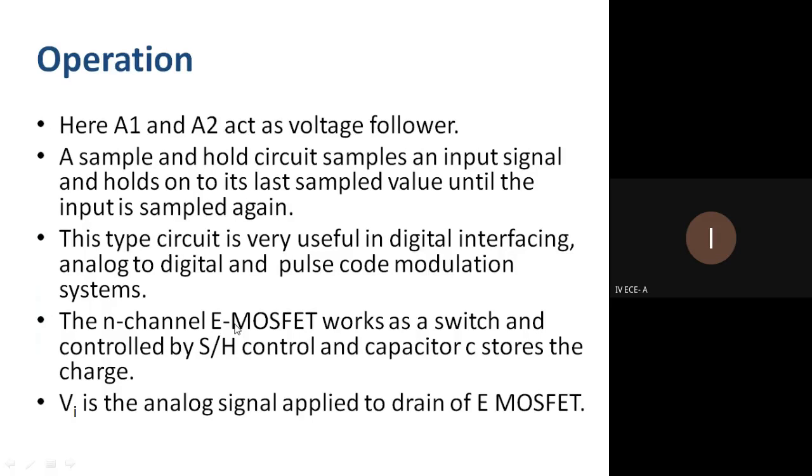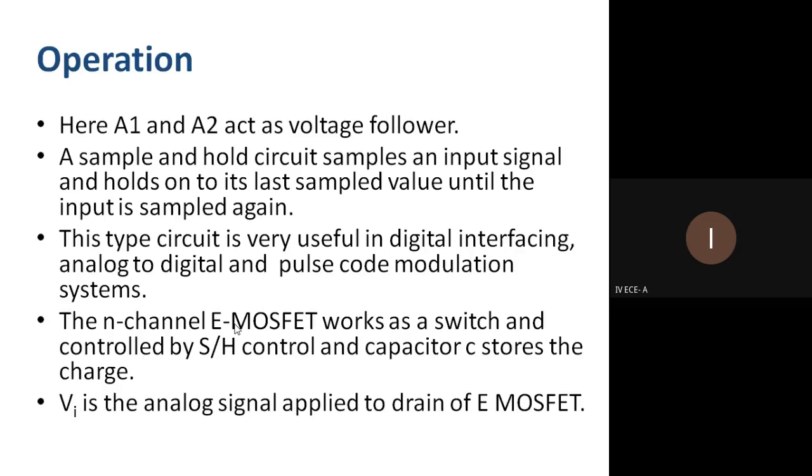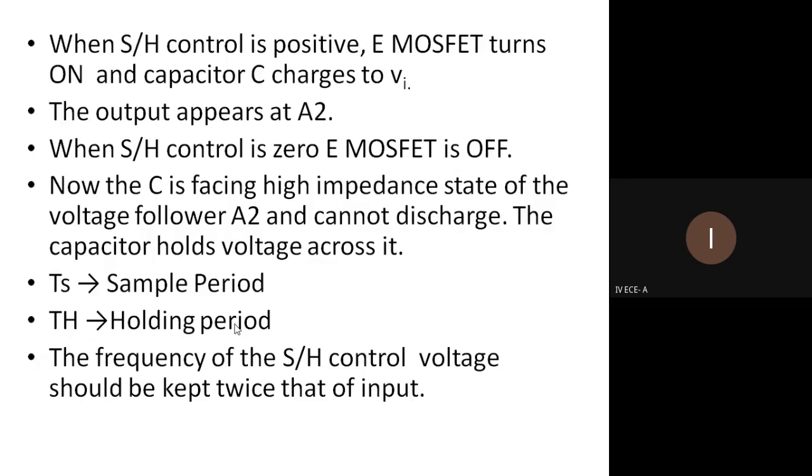The N-channel E-MOSFET works as a switch and it is controlled by the sample and hold, S/H, control voltage, and the capacitor C stores the charge. Here VA is the analog input signal, applied to the drain of the E-MOSFET. Operation: when the S/H control is positive, the E-MOSFET turns on and capacitor C charges to VI. Clear? Then the output appears at A2. Whatever input signal is available appears at the output of voltage follower 2.